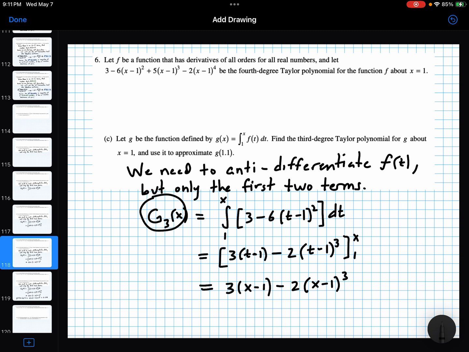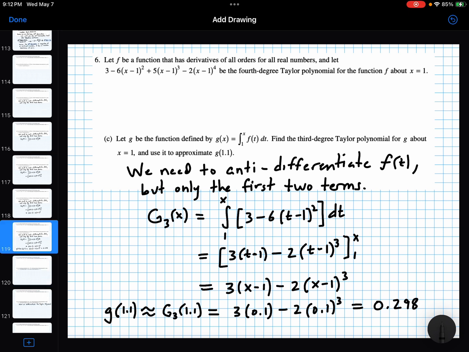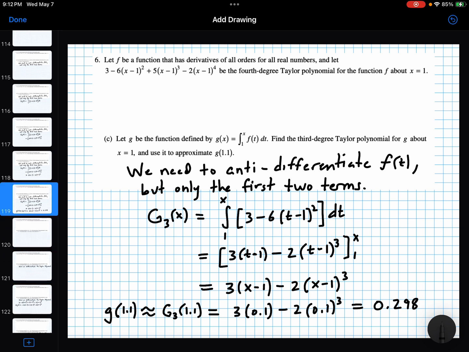All right, we have to use it to approximate g, lowercase g, the actual function of 1.1. So g of 1.1 is going to be approximately equal to this third degree Taylor polynomial at x equals 1.1. Again, you're not allowed to use a calculator, but if you do 1.1 minus 1, you get 1/10. And 1/10 is easy to work with. All right, so you wind up with 0.298 as your approximation.